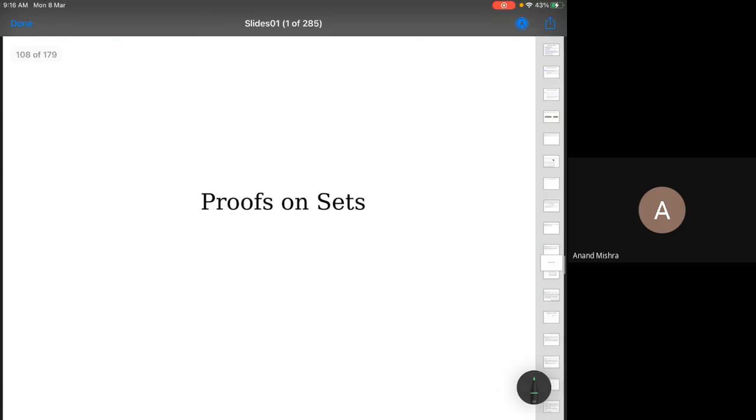Now we'll move to some proofs on sets, right? Any questions till this point?